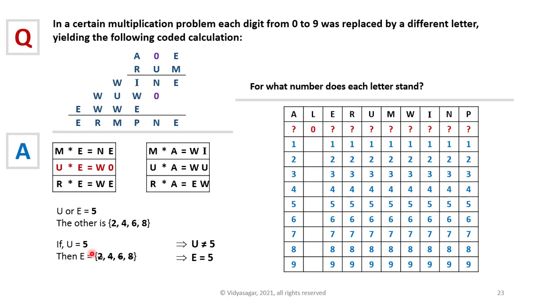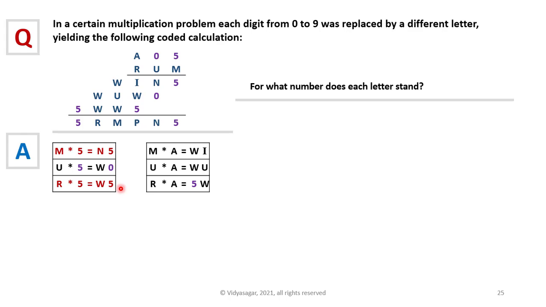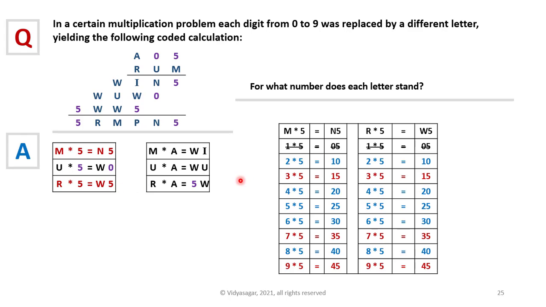Let's substitute 5 for E in the problem. Now from the equations M times 5 equal to N5 and R times 5 equal to W5, what we can tell is M and R must be among 3, 7, 9 from these results. Also N and W must be among 1, 3, 4. Let's take another equation R times A equal to 5W and substitute all possible values of W in the equation.